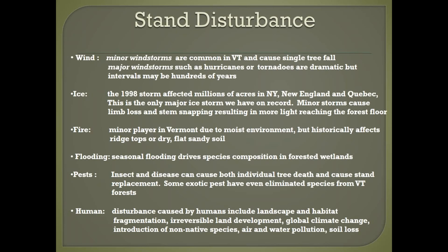Flooding is actually important for certain riparian systems. We want seasonal flooding. And then pests, I could talk a lot about pests. One of the things we've just experienced this year is the forest tent caterpillar. It's a native insect. It actually affects change in our forest. The forest has adapted to this insect. It affects us more economically, but biologically, the forest knows how to handle it.